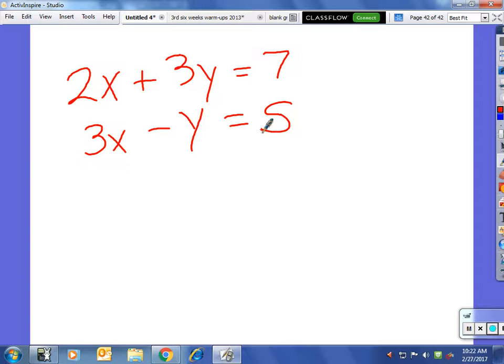What does Miss Heim want you to do, though? Calculator. So get busy. I don't want to see silliness. Solve them for y. Put them in your calculator. See where they intersect.